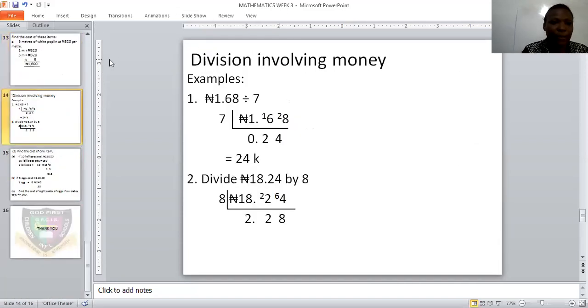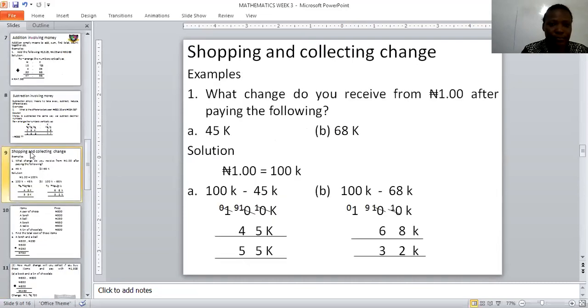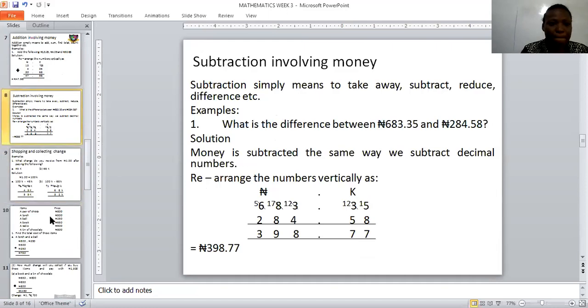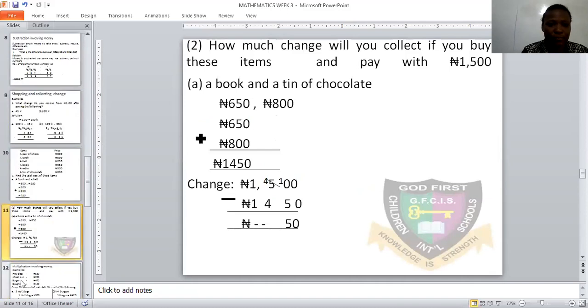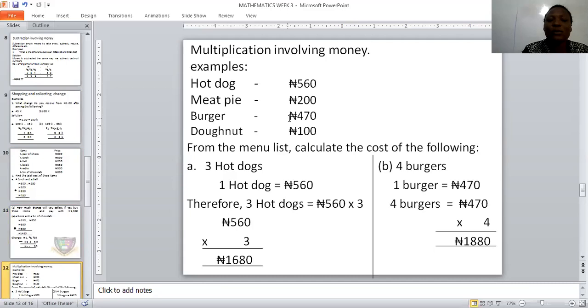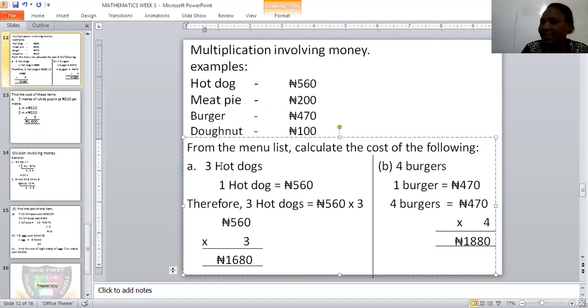Burger goes for 470 naira, and donut goes for 100 naira. From the menu list, calculate the cost of the following. How much will 3 hot dogs cost?